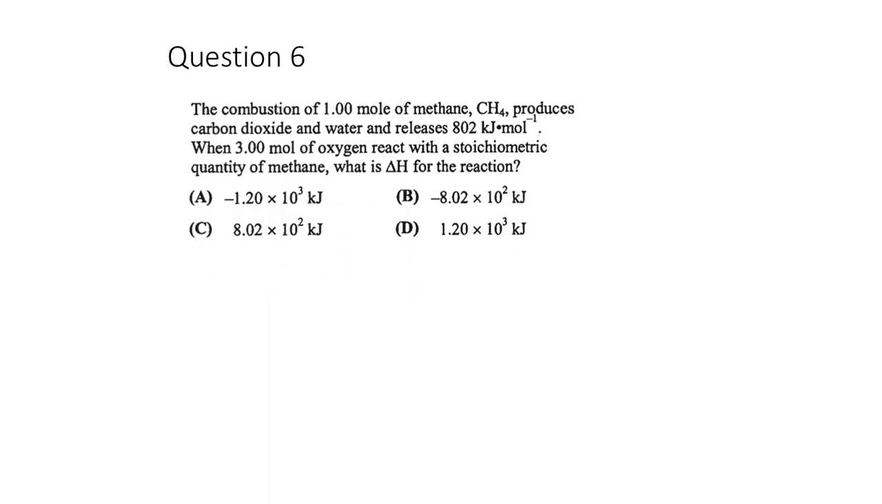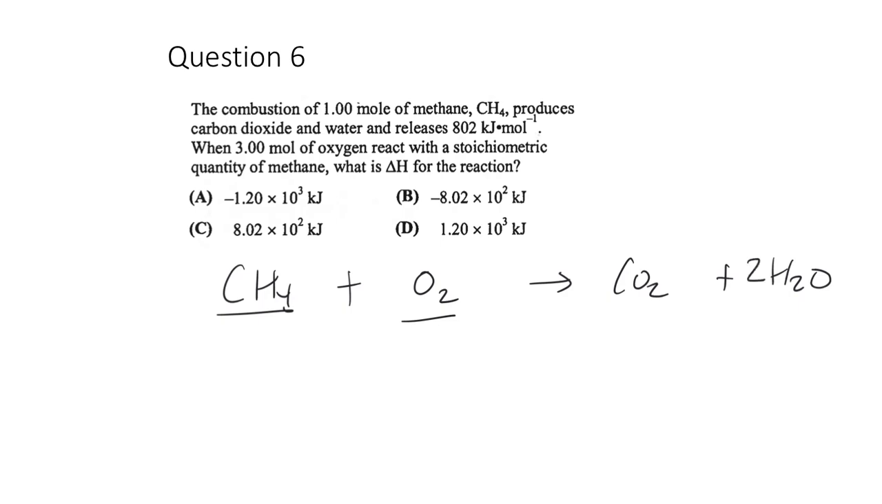Question 6. We have a mole of methane that produces CO2 and water and releases 802 kJ per mole. When 3 moles of oxygen reacts with the stoichiometric quantity of methane, what is the delta H for the reaction? Okay, so for 1 mole of CH4, that's telling us when CH4 reacts with O2 to produce CO2 and water, that this is reacting 1 CH4. This is going to have to be producing 2 waters. Give me my 2 times 4 for 4 hydrogens on both sides. And that's 2 O2 molecules.